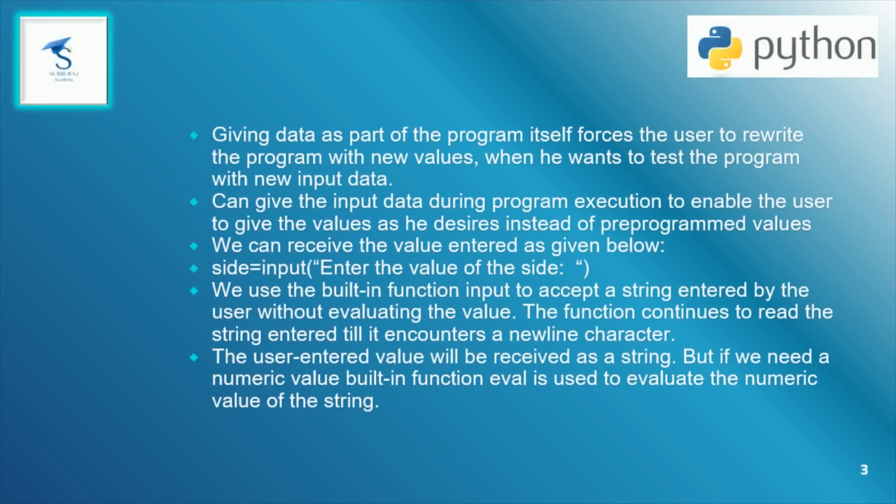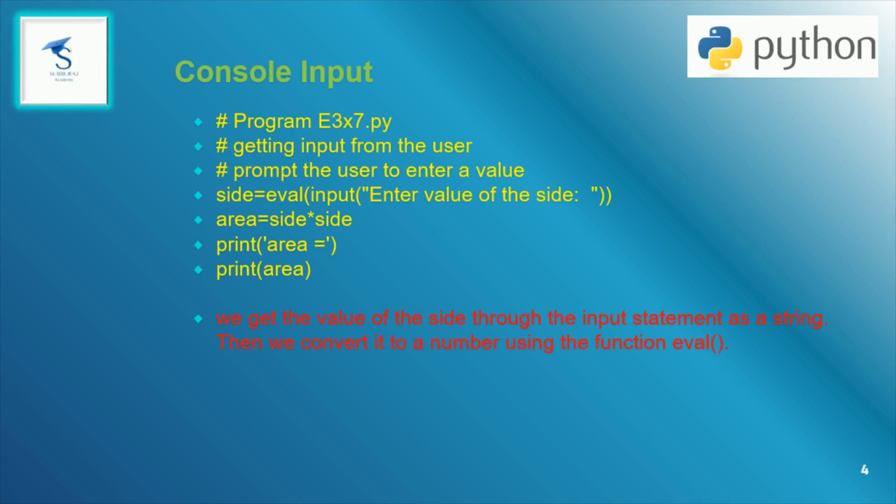To find the area of a square, we need the value of the side. We can receive the value of side entered from the console by stating side equals input, open parenthesis, quote, enter the value of the side, quote, closing parenthesis. We use the built-in function input to accept a string entered by the user. The function continues to read the string entered till it encounters a newline character. First 3 lines of the program are comments.